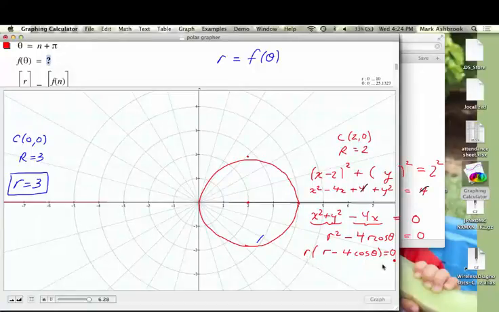Well, that means r equals 0. What does r equals 0 represent? It's only the pole, right? So that's kind of trivial. It's not going to be that. So then, here we go: r minus 4 cosine theta equals 0, which means r equals 4 cosine theta.